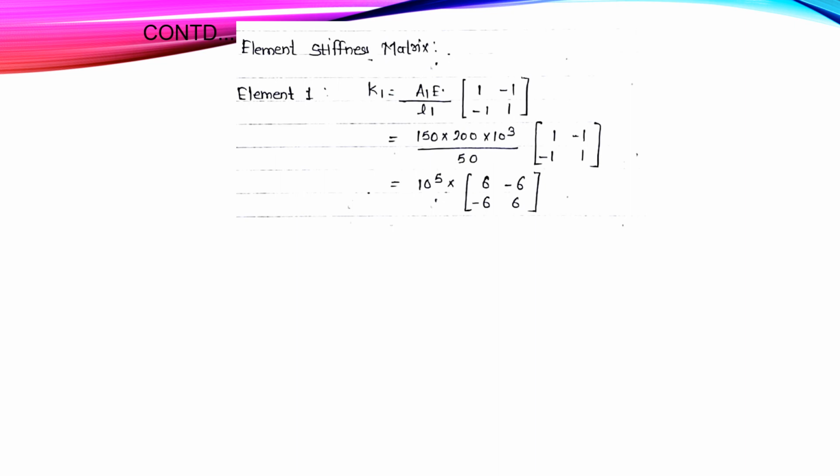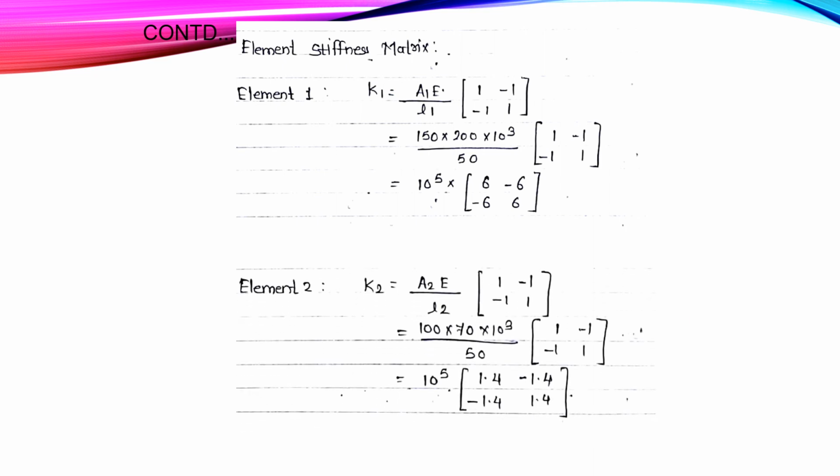First, we will calculate the elemental stiffness matrix. How many elements? 2 elements. So K1 is equal to A1 E upon L1 times the matrix [1, -1; -1, 1]. In this figure, cross-sectional area is different and length is different, so denote the cross-sectional area and L with the suffix of the element number. Putting in the values of area, E and length, in matrix form it is 10 raised to 5 into [6, -6; -6, 6].